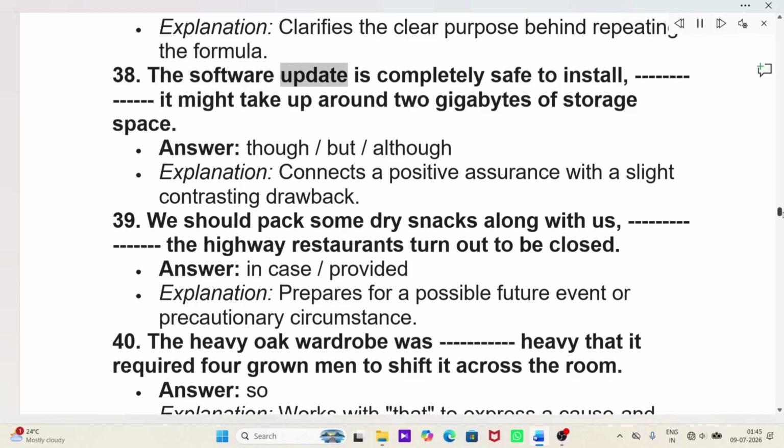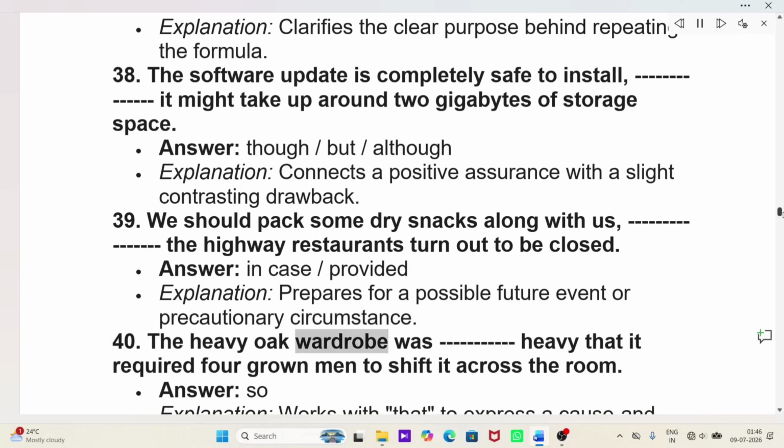38. The software update is completely safe to install ____ it might take up around 2 GB of storage space. Answer: though / but / although. Explanation: connects a positive assurance with a slight contrasting drawback. 39. We should pack some dry snacks along with us ____ the highway restaurants turn out to be closed. Answer: in case / provided. Explanation: prepares for a possible future event or precautionary circumstance.